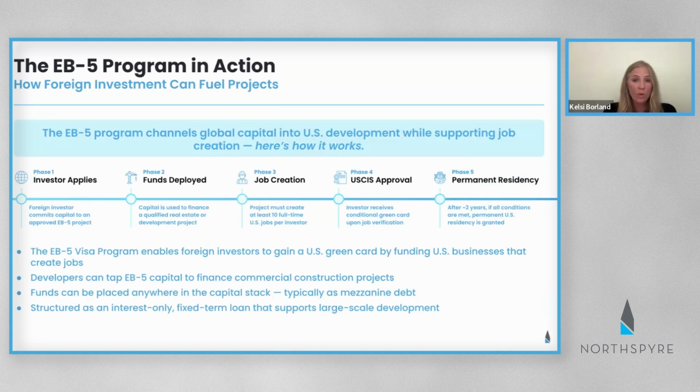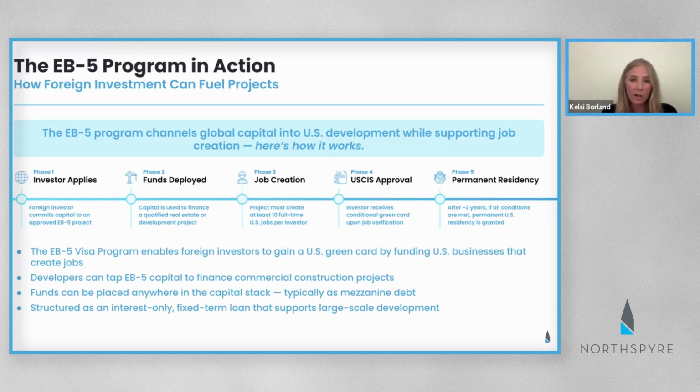For those of you who don't know, the EB-5 program has been around for decades. It's a visa program where you can partner with a foreign investor in exchange for them coming here and getting a visa for them and their family. They can get permanent residency status. So it's very, very popular. It's a fast track way to get permanent residency in the United States, which is very valuable.